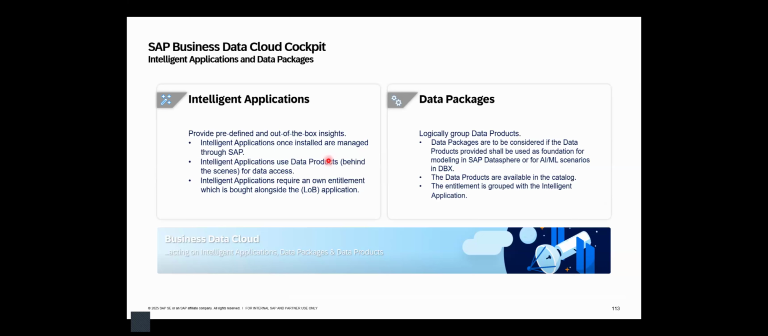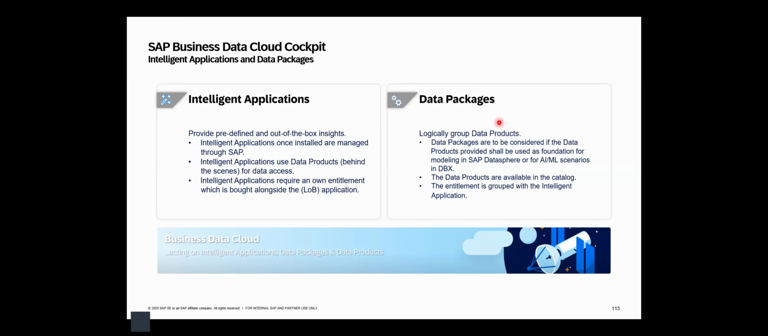Again, a very important topic, and you should understand the difference between two core components of Business Data Cloud Cockpit, that is intelligent applications and data packages. So in BDC cockpit, once you browse the intelligent application, and click on install, it will automatically choose the associated data products in the background. And all Datasphere models and SAC dashboard will be installed and deployed. So basically, all the modeling and all the visualization artifacts will be deployed from top to bottom layer. And intelligent applications are pre-delivered, and once installed, it is all managed by SAP.